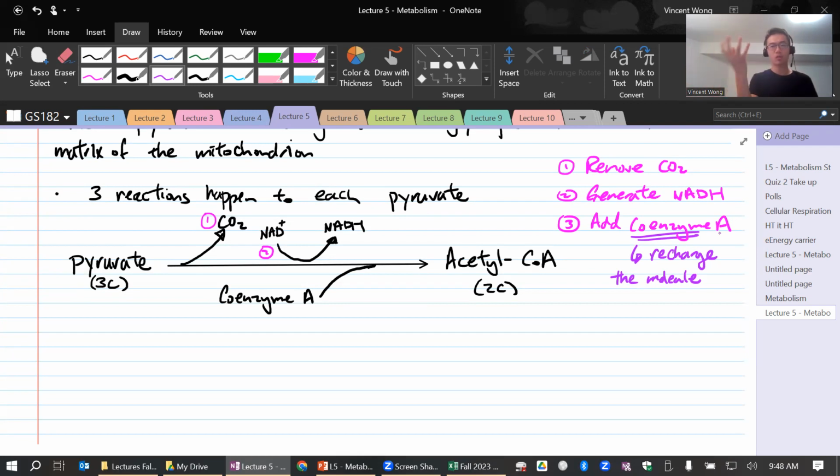Okay, we extracted so much ATP, so many NADH from it already. It doesn't want to react anymore. So we give it a boost, right? We give it an energy boost in the form of coenzyme A.